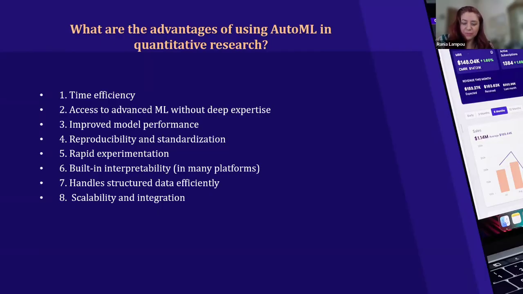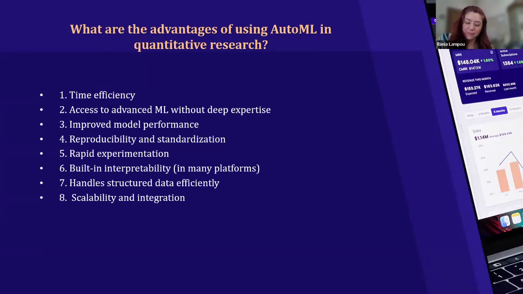And these AutoML platforms abstract away the coding and math-heavy processes behind machine learning. It's about improved model performance because this uses ensemble techniques and optimization pipelines to select the best performing models, and often outperforms models manually tuned by novices or even intermediate users. And reproducibility and standardization. This automates the workflow using structured pipelines, improving reproducibility, and ensures that results aren't overly dependent on subjective researcher choices. It's about rapid experimentation.